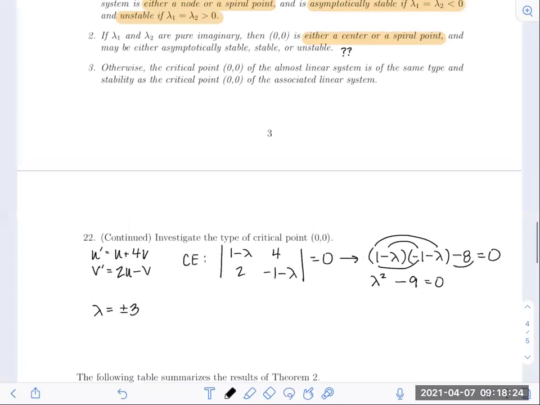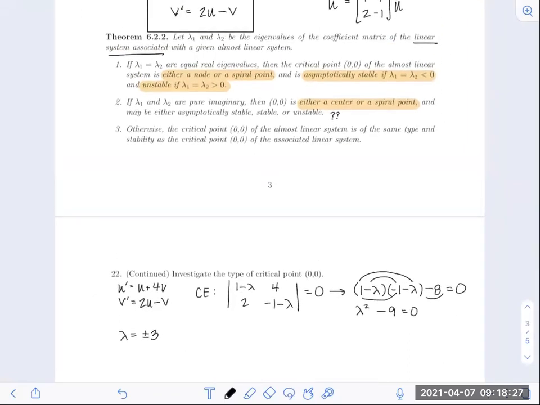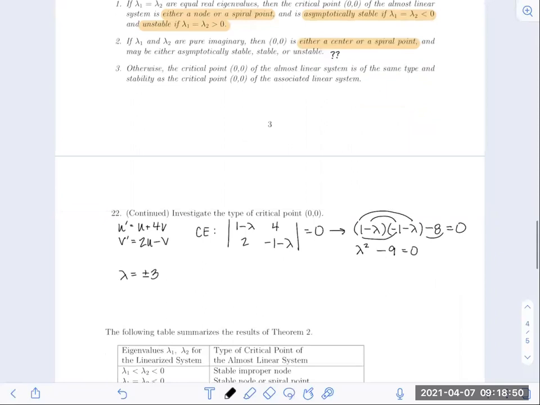So let me just zoom out a bit here so that we can see Theorem 2. We are not in case 1. These are not real and equal. We are not in case 2. These are not purely imaginary. So that means we're just going to go back up to the linear system classification. And if you'll recall, when we had a positive and negative eigenvalue, whenever they straddle 0, that's a saddle point. And so we are just going to conclude here that 0, 0 is an unstable saddle.